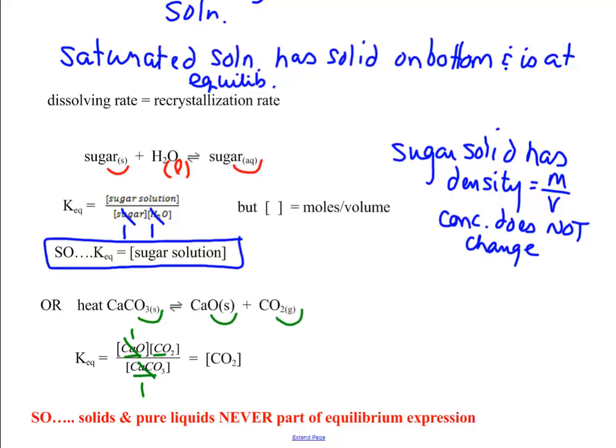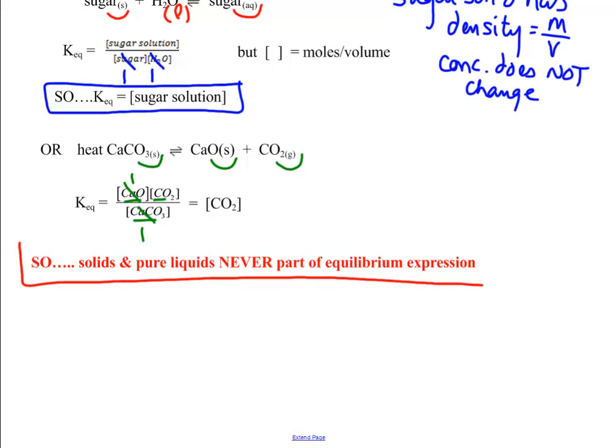What this means then is solids and pure liquids are never part of an equilibrium expression, and that's really important to remember. However much solid I have in a reaction, if it's a reactant or a product, it's never going to be part of the equilibrium expression, so it's never going to change the equilibrium.